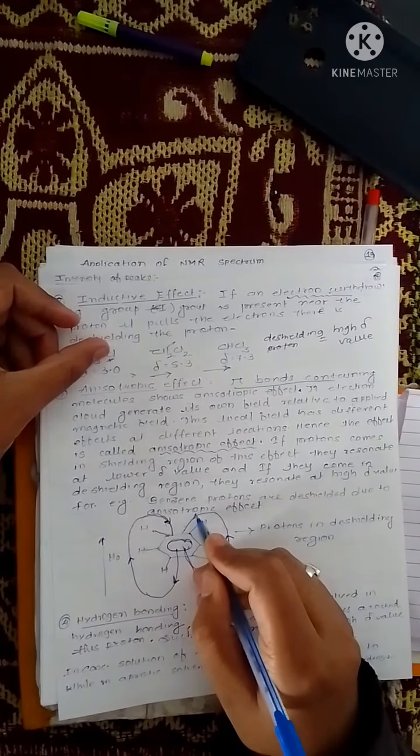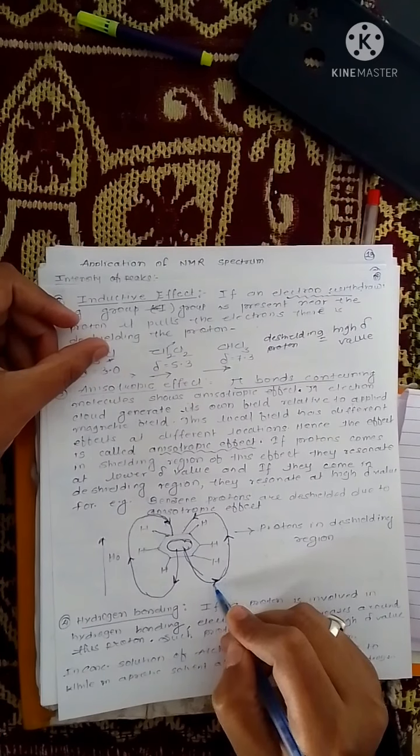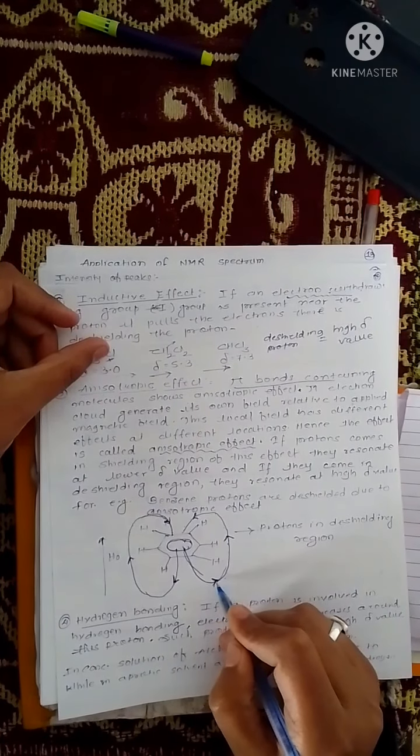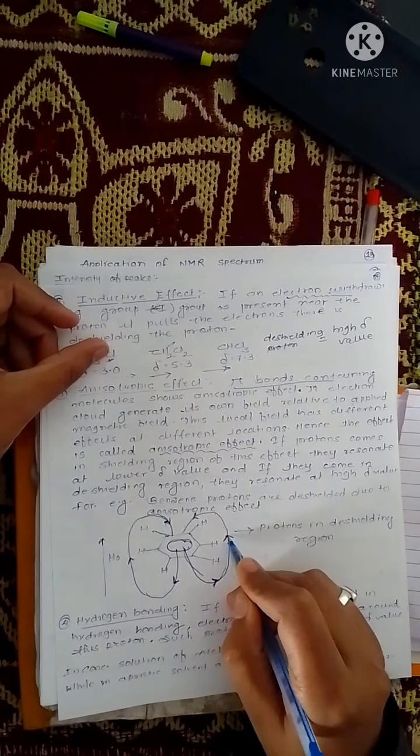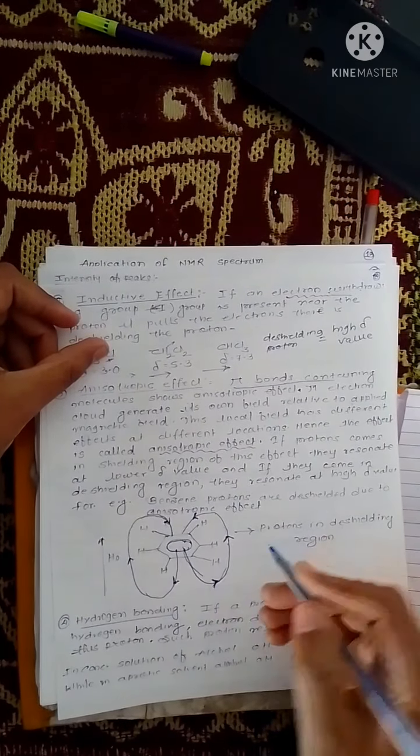The direction of the magnetic field which is generated by the delocalized electrons is like this. Now see the proton on the right hand side.